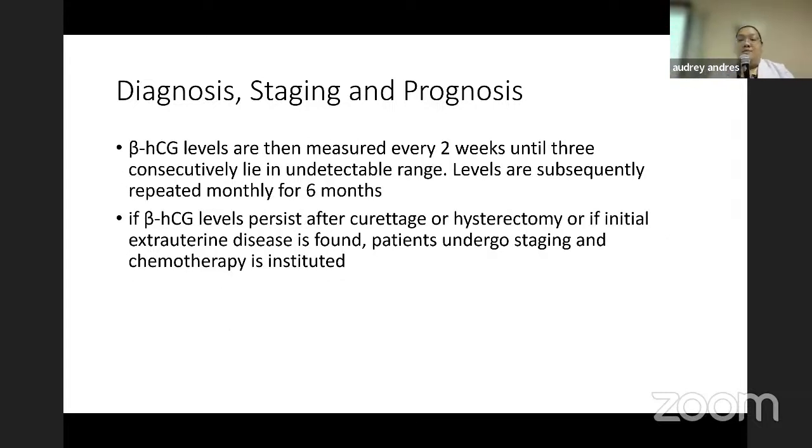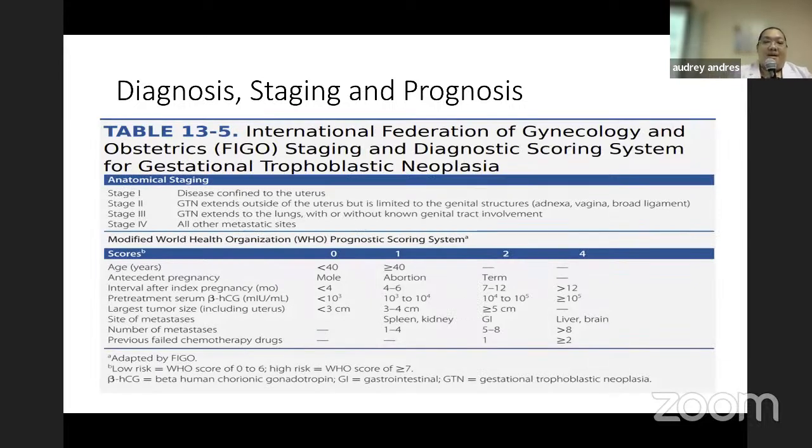Okay, then you measure every 2 weeks until 3 consecutive weeks until beta HCG will be undetectable. And then you repeat every 6 months. If it's persistent, you repeat a curettage, or you already undergo staging, or you start chemotherapy. Okay. So this is your FIGO staging and diagnostic scoring system for GTN. So this is your WHO prognostic scoring system.